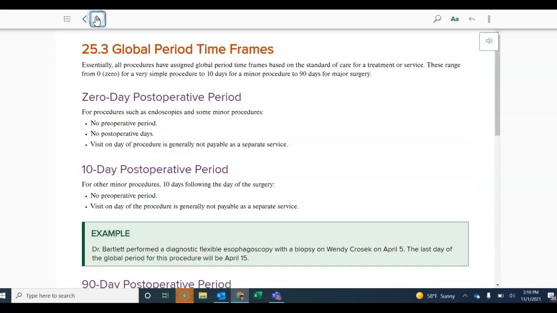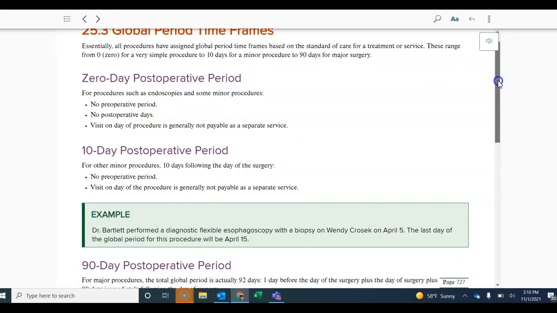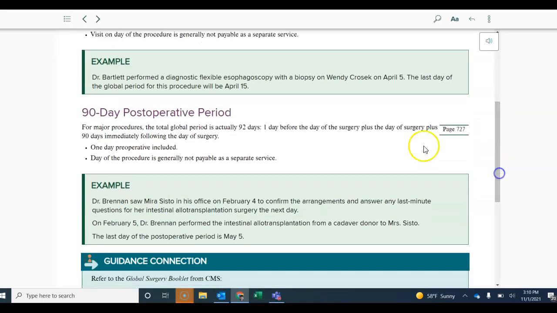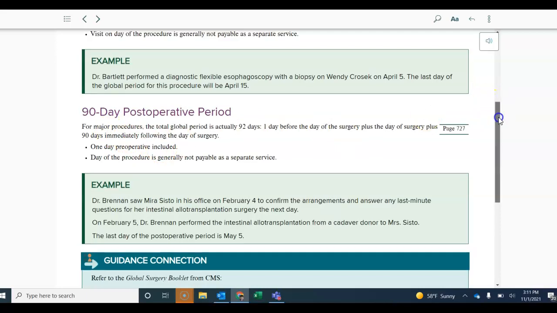So let's now talk about global times. Every procedure has what's called a global period or a post-op period. And this might be hard for you to determine how many days it is, so we'll work on that, okay? But some things have 0 days. There is no post-op period. Some have 10. Something that's minor would have a 10-day period. A lot of the major surgeries are going to have 90 days, which is actually 92 because one day before the surgery, the day of the surgery, and then 90 days after that.